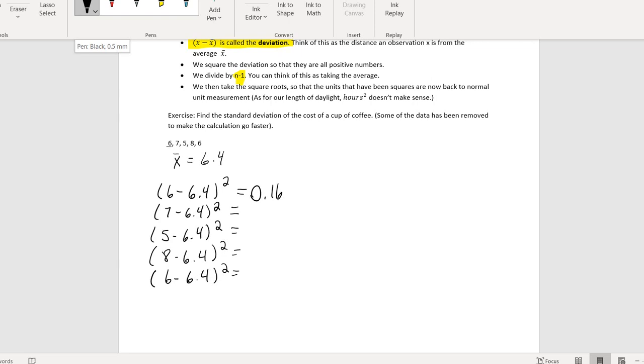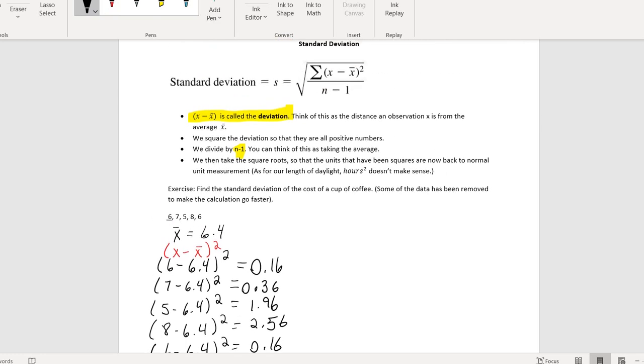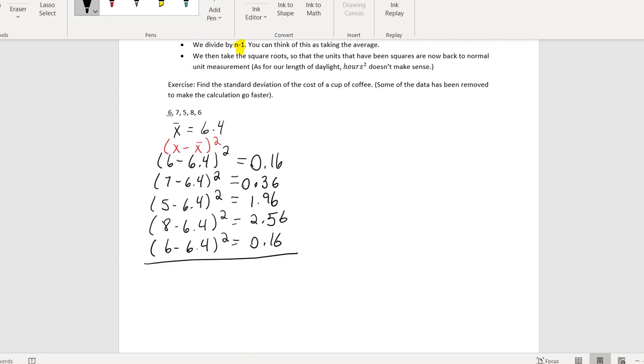So we're going to get 0.16, 0.36, 1.96, 2.56, and 0.16. So after we have found all the deviations, which is this step, x minus x bar squared, the next thing we need to do is add them all together. So when we add all of these numbers together, we are going to get 5.2. So what this step was is that we summed up all the deviations squared.